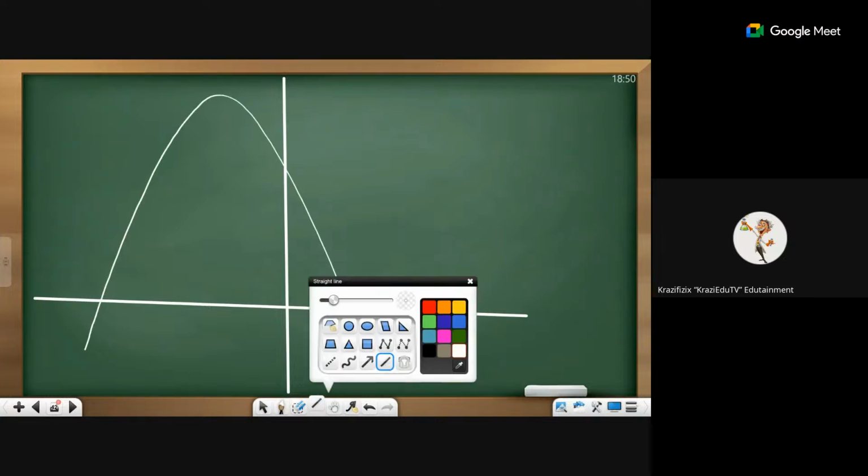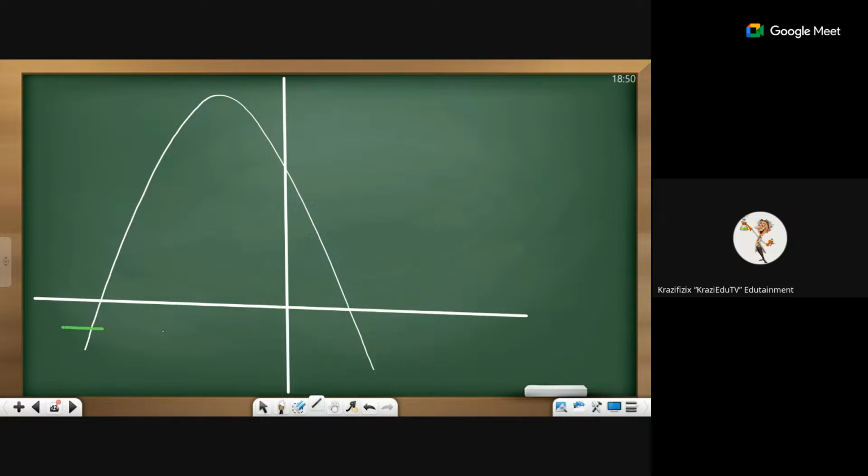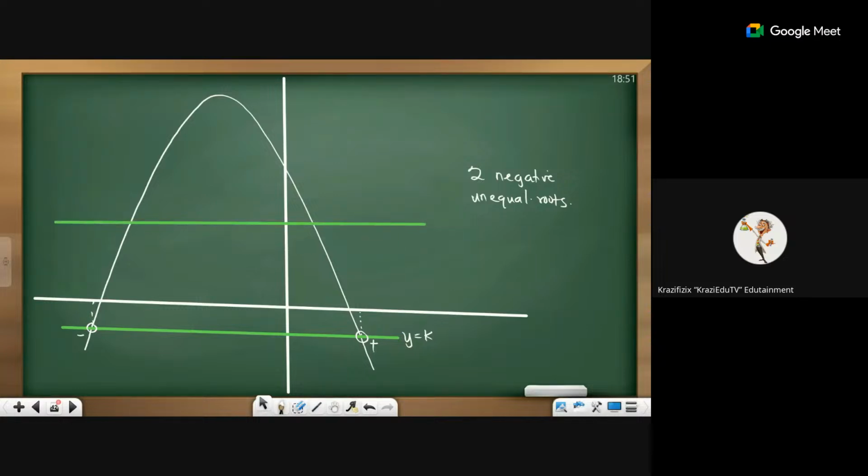If I draw a line, I'm going to quickly explain again, because we're saying this line is y equals k. You notice that was negative and positive. And do you understand what I mean by positive? Yes. Values. But we want two negative unequal roots. So if I were to continue drawing negative and positive, but I want negative and negative.